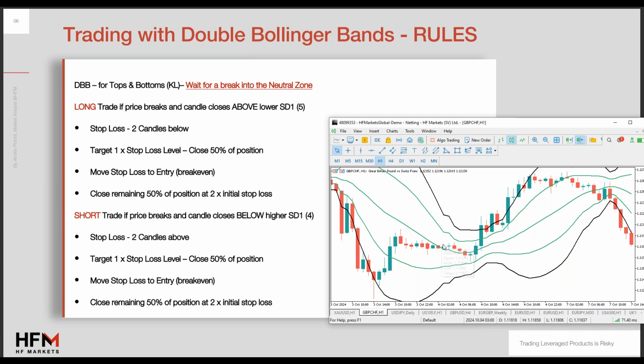Can you see it? Hopefully you do. This, the lower green line, okay? If the price breaks and closes above this line, so basically enters the area, the one standard deviation Bollinger Band, but from below, that suggests a long position. Okay, so with stop loss now, two candles below, so 1, 2, so stop loss is here.